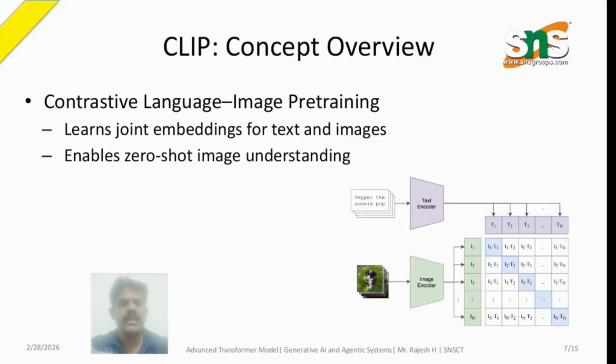So here the CLIP, as we know, is the expansion of contrastive language image pre-training, and it uses a 2D matrix dimension which takes the process of the text encoder followed by the image encoder. The intersection of text encoding and image encoding makes the process of joint embeddings for the text and images, and this is actually called zero shot image understanding.